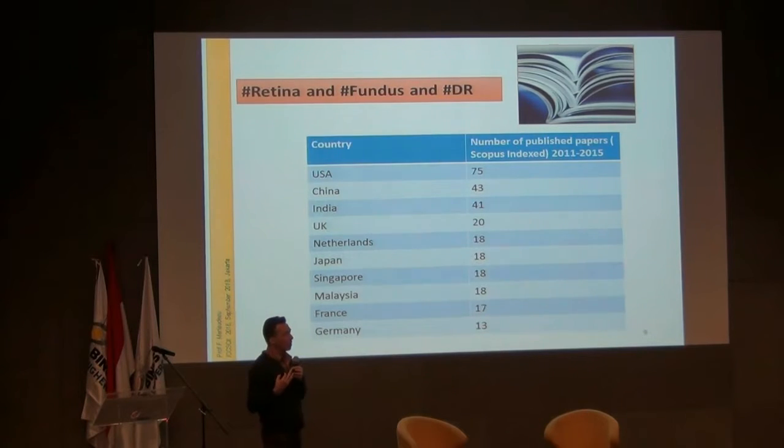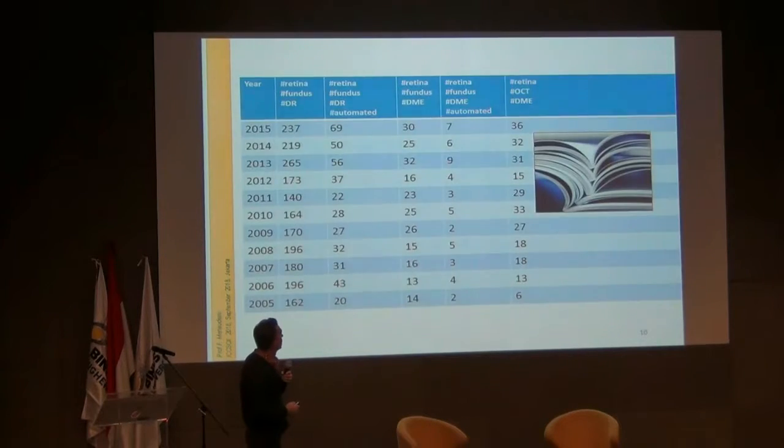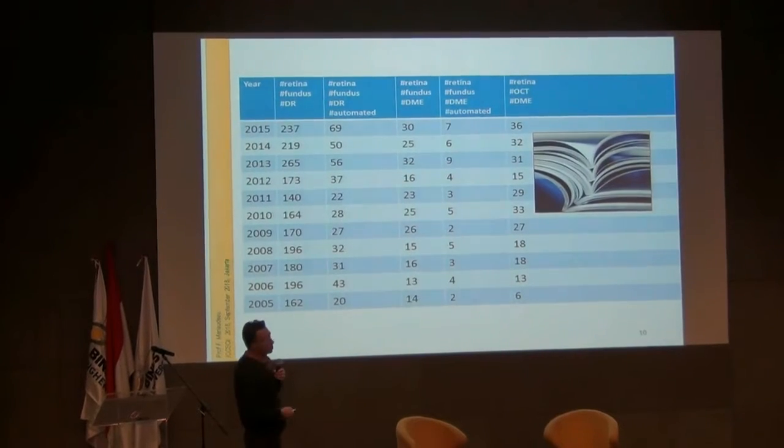And 3 years ago, very few people were using deep learning. These are the number of papers published in Scopus related to retina, fundus and DR. You will see that this is growing exponentially. Deep learning is also growing quite fast since Kaggle released a huge data set of fundus images about 3 years ago. So these are just various statistics.